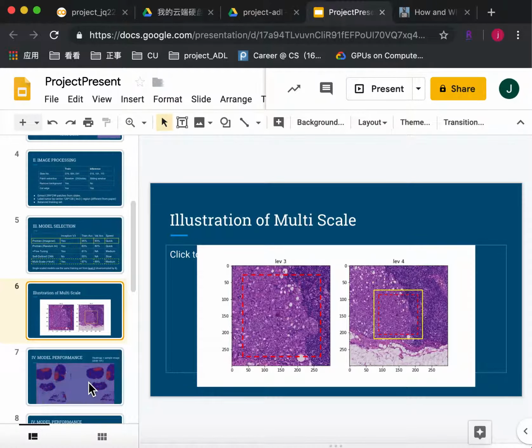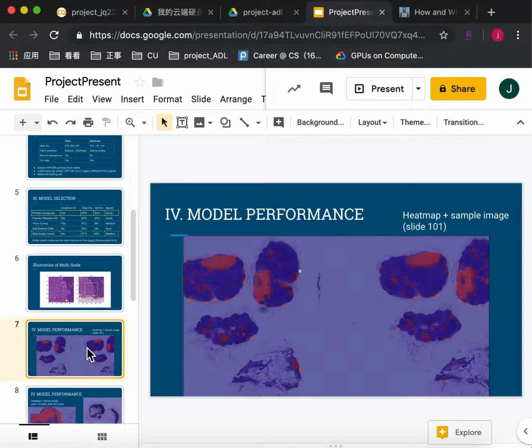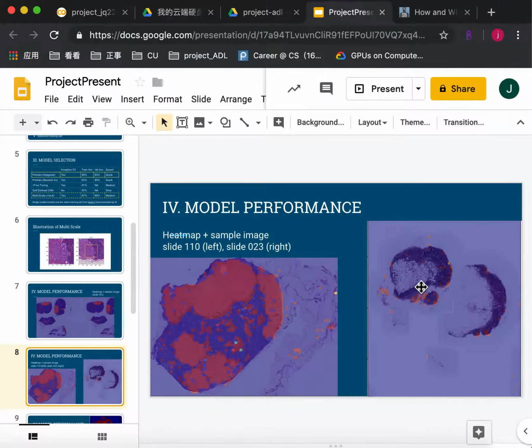So here, let's look at the performance of our model. First, let's look at the heat map of the testing slides. This one is the heat map overlaid with the sample image of slide 101. We could see that the dark purple regions are the tissues without tumors, and the red regions are where our model predicted a high probability of cancer. Then let's look at this one, which is 110, and this one is 23.